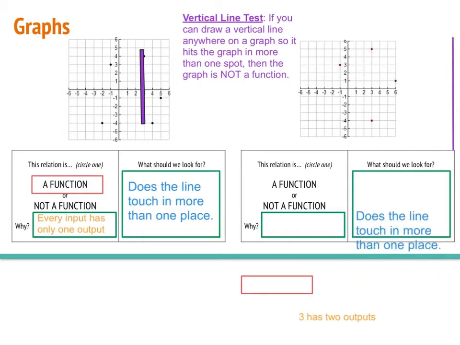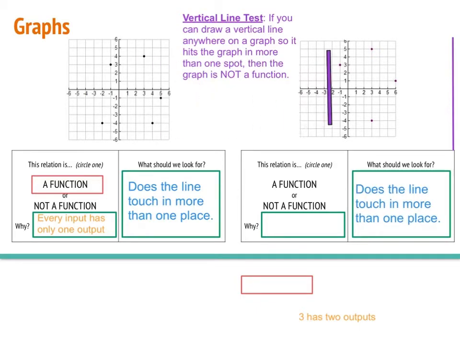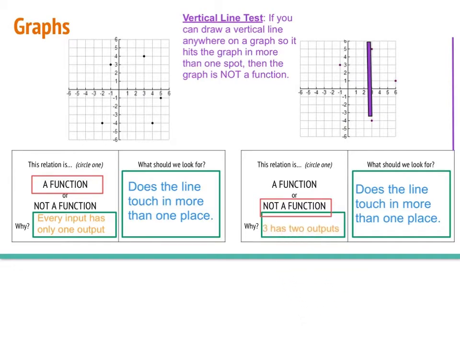Again, I need to see if the line touches in more than one place. So I'm going to take the vertical line and I'm going to place it on the graph right here. And when I place the line on this graph, it only hits at one point. However, when I place the vertical line here, it's going to hit in two different spots. It's going to hit at the point that's up there, and it's going to hit this point down here. That means this relation is not a function because 3 has two different outputs. In other words, when I draw that vertical line, it hits the graph in more than one spot, therefore it is not a function.